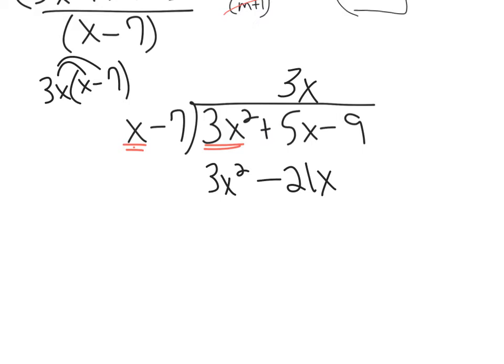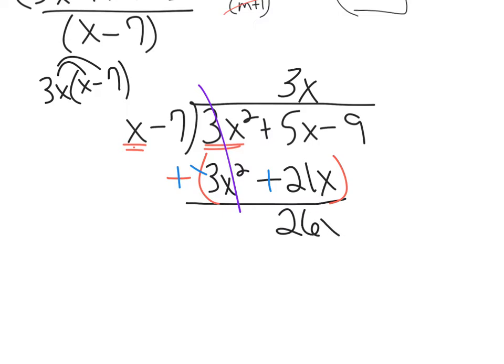Now, before we get too excited to work out the next step on this problem, we have to remember that we are going to be subtracting this, and so we need to add the opposites. So this first part, like it should always do, is just going to cancel out. 3x squared minus 3x squared cancels. And then this would be 26x. We bring down the next term, which is minus 9.